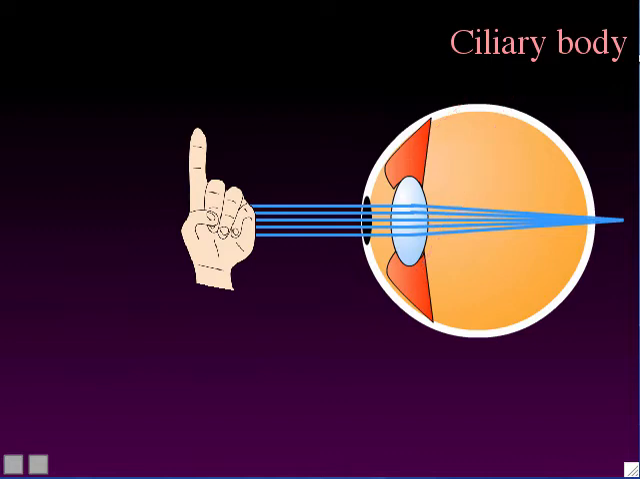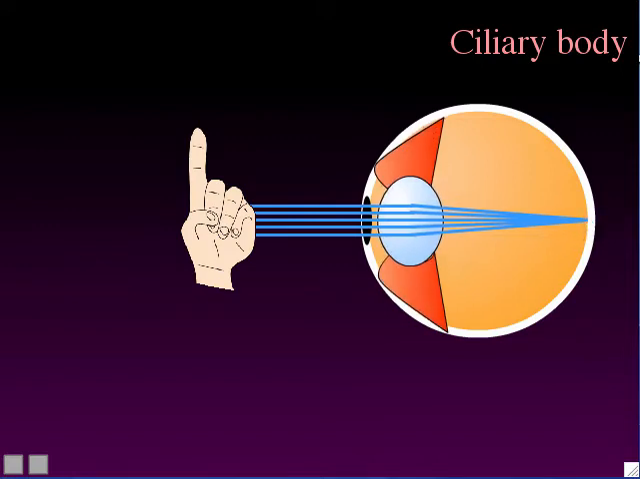In other words, the job of the ciliary body muscles is to change the shape of the lens so as to bring the focal point of the object that you're looking at onto the retina, so you can see the object sharp and in focus. Okay, so that's the basic idea of how the focusing in the eye works.